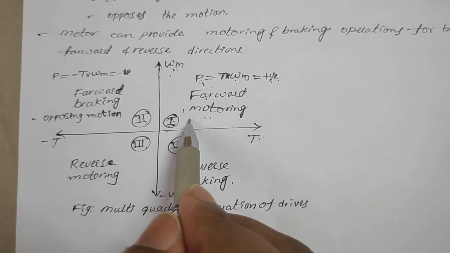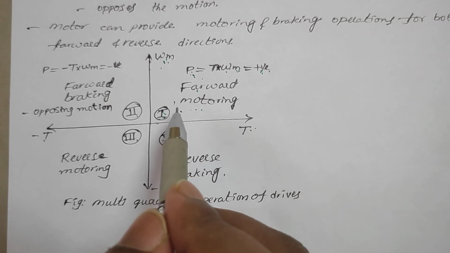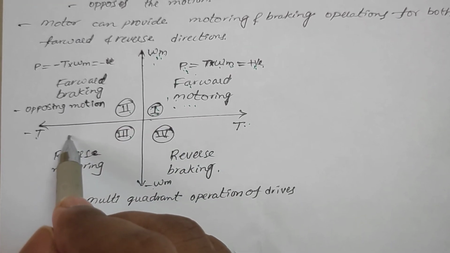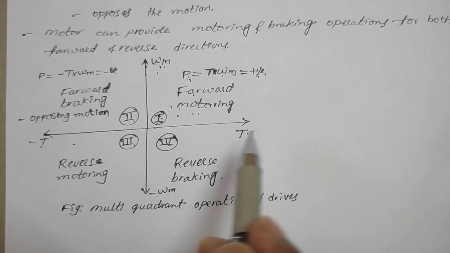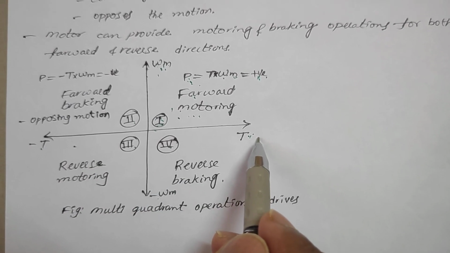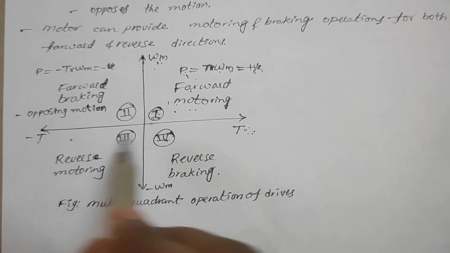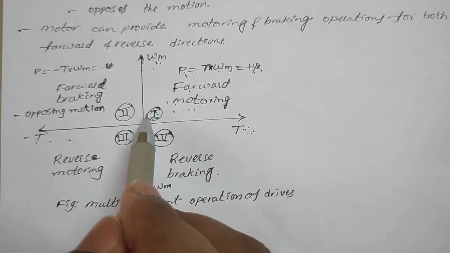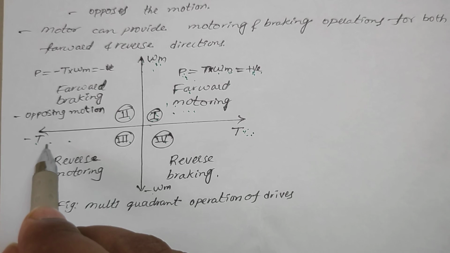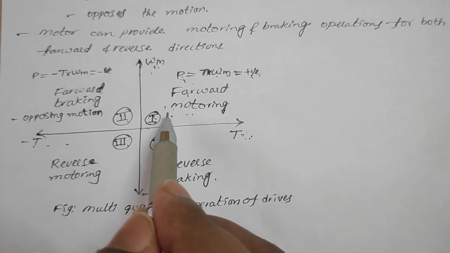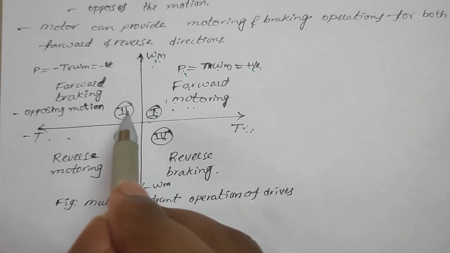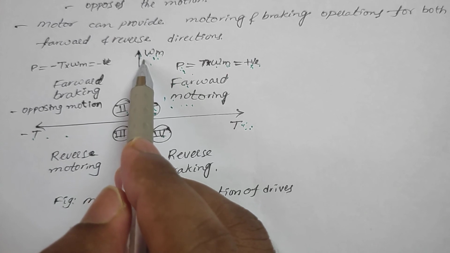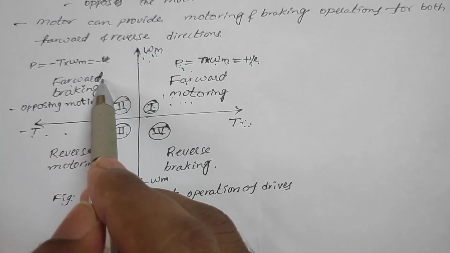From forward motoring, if we want to bring the drive into the forward braking mode, we need to reverse the torque direction. How do we reverse the torque direction? Torque T is directly proportional to the armature current, right? So we need to reverse the armature current, hence your torque will be negative. By keeping the speed in the same direction, if you reverse the torque direction, your drive will enter into the second quadrant. Here speed is positive, that's why again it is forward only.